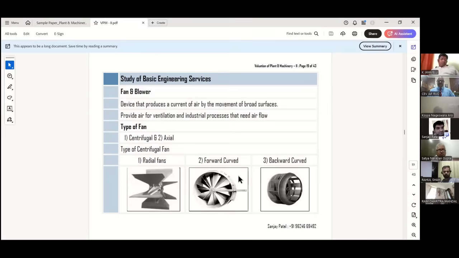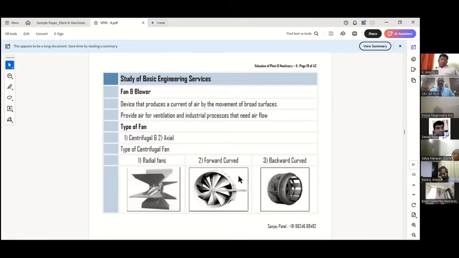Okay, so the main difference between the fan and blower is the volume of air. When you require a large quantity or volume of air, that is not possible by the fan, it is only possible by the blower. Blower, what does it do? It may supply the air or may suck the air. Fan makes a movement of the air.